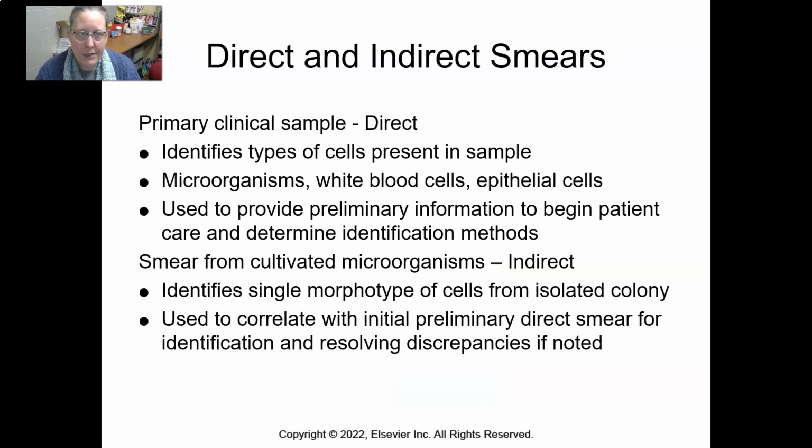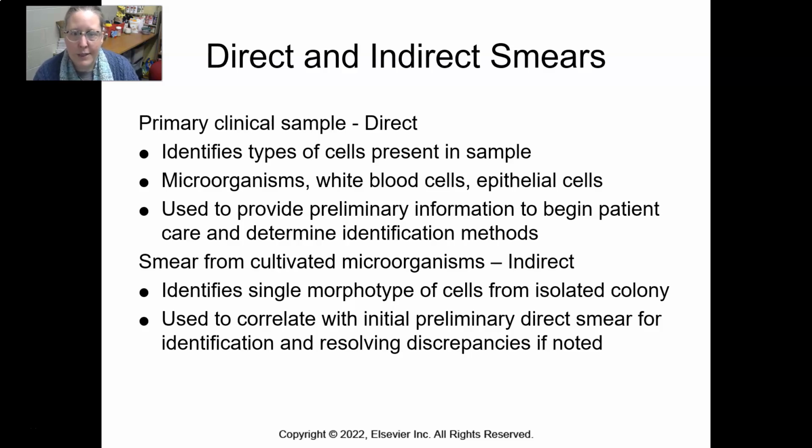So again, direct and indirect smears, we've already hit on this concept just a few minutes ago. If it is from a primary clinical specimen or sample, it is a direct smear. It identifies the types of cells present in the sample. So in there, you're looking for the presence of white cells, or some yeast, some fungi, bacteria. Like, what are you seeing? You probably can see some epithelial cells, maybe some mucus and stuff. And it's used to provide preliminary information to begin patient care and to determine identification methods.